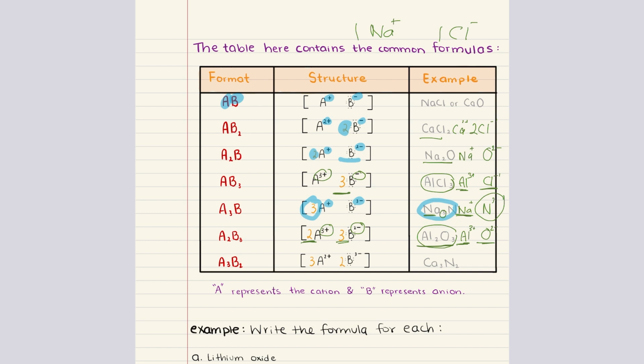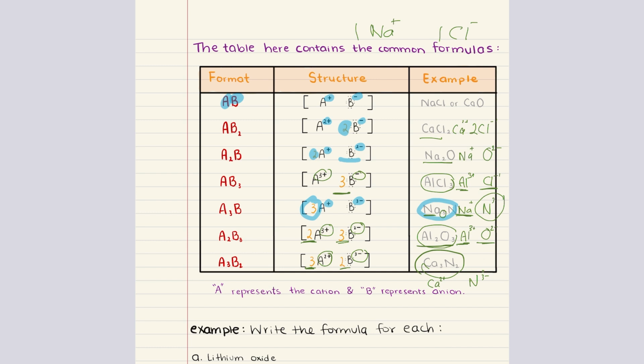Lastly, when a 2+ cation bonds with a 3- anion, you're going to need 3 cations for every 2 anions. So an example of this is calcium nitride. Calcium forms 2+ cations. Nitride anions have a charge of 3-.